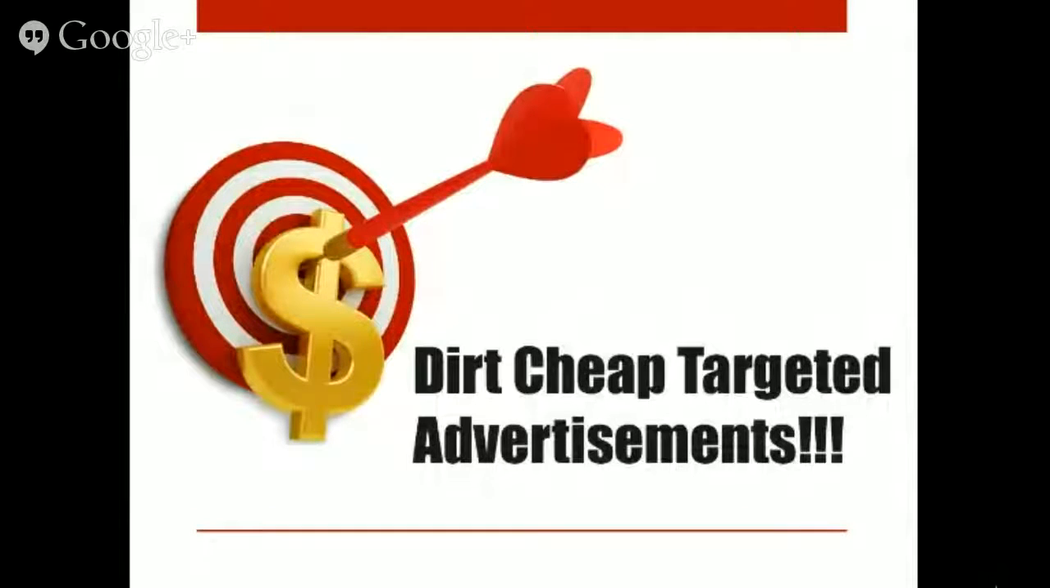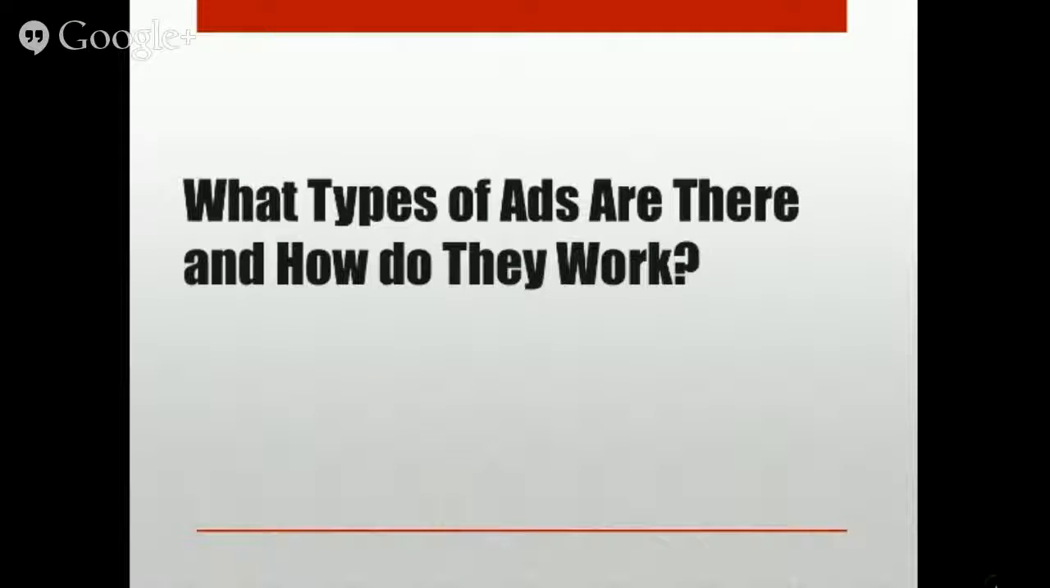It means dirt cheap targeted advertisements that can be placed in front of the exact person you want. You can zero in on your target market extremely easily using these YouTube ads, and we'll dive into that in a second here. So, what types of ads are there and how exactly do they work?